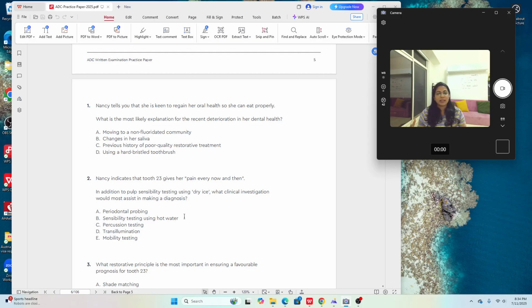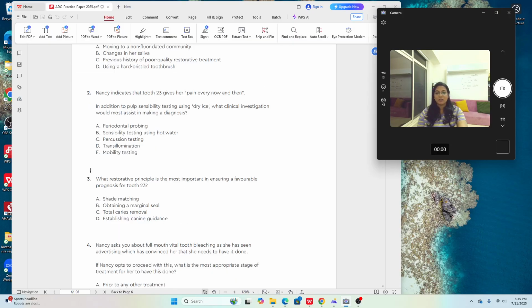So all the other tests are also great, but the question is asking very specifically what would most assist in making a full diagnosis. You have already done the pulpal testing. The next is periapical testing, and that comes with percussion. Hence, the answer is percussion testing. Understood? Question number 3. What restorative principle is the most important in ensuring a favorable prognosis of tooth 2-3?